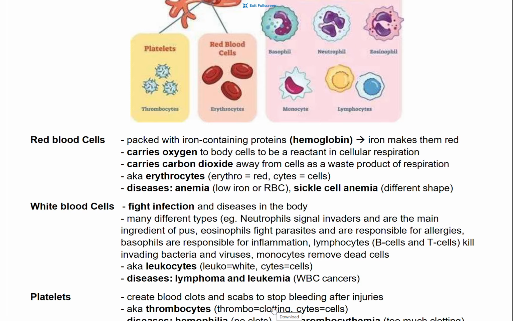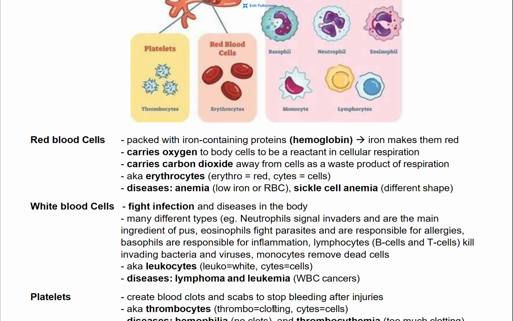Lymphoma and leukemia are two types of white blood cell cancers. Basically, what would happen if they suspect? So cancer is, as we learned, when your cells divide over and over and over again and they can't make themselves stop, and then they don't do their jobs because they're so busy dividing.